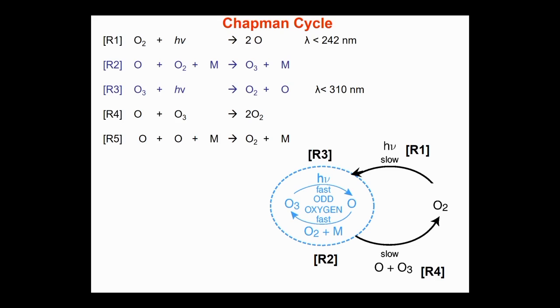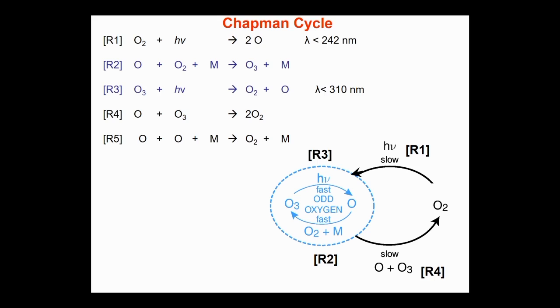Reaction four and reaction five are the termination reactions. So reactions two and three are propagation. Reaction four is when we take an atomic oxygen, react it with ozone, and we form two oxygen molecules. So we've lost our radicals. And the other termination reaction is when we've got an oxygen atom reacting with an oxygen atom and a third body to make an oxygen molecule, and the third body carries away the excess energy.